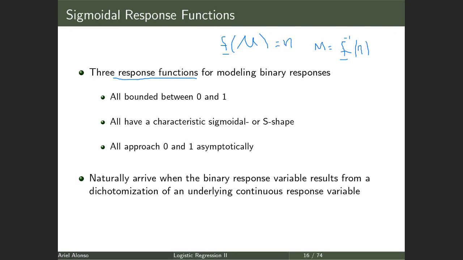So f is the link function because it's what you use to link the mean to the linear predictor. f inverse is the response function because now you give it eta and you can find the mean. It's terminology, but it's nice to have it clear. And we are going to see three different response functions, which is equivalent to seeing three different link functions. Now, they all are going to have the same properties. By the way, these are response functions for modeling binary responses. We are dealing with this kind of binary outcome. All the response functions we're going to use are bound between 0 and 1.